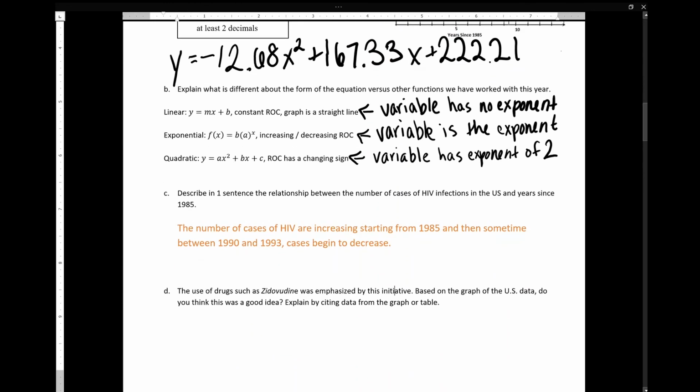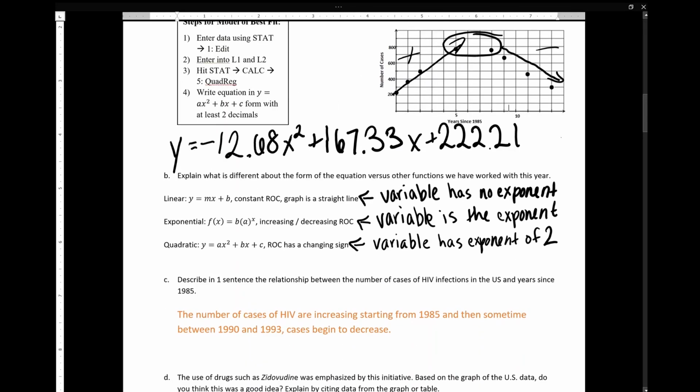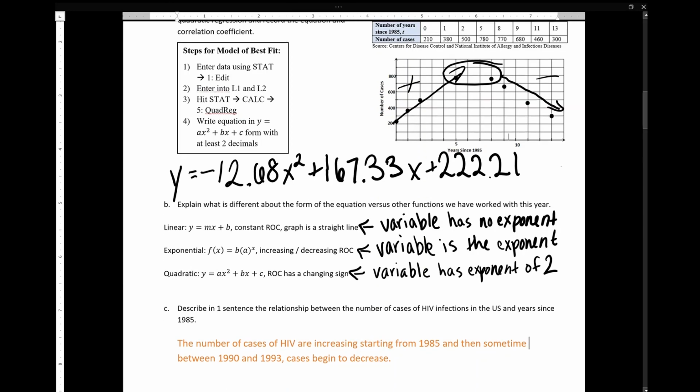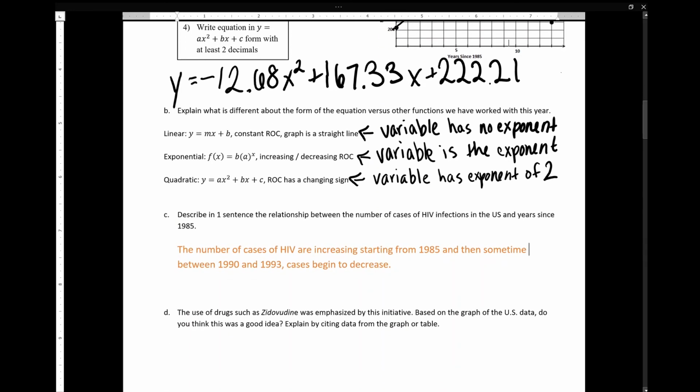Moving into part D, it says the use of drugs such as zidovudine was emphasized by this initiative. Based on the graph of the US data, do you think it was a good idea? Explain by citing data from the graph or table. So this question you guys need to do on your own, recognizing if our number of cases of HIV were increasing, then they introduce a drug and our cases begin to decrease. Was it a good idea? You guys can use specific data points and answer letter D on your own.